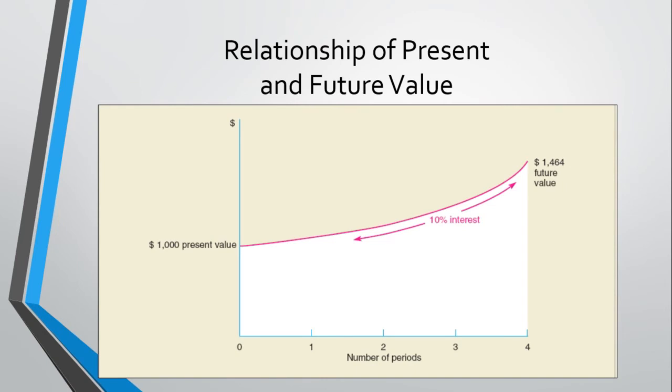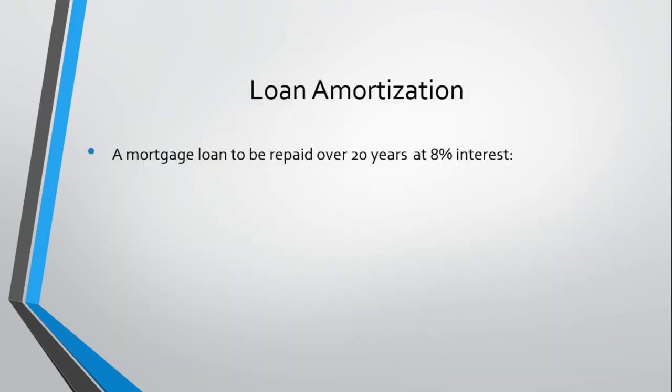Relationship of present and future values, you see here off this chart. Present value is the beginning of the period, future value is the end of the period. If you have a future value amount, you can come back to find out what the present value was. And if you're looking for a future value amount, you can find what the present value is today and then calculate the future value of it.